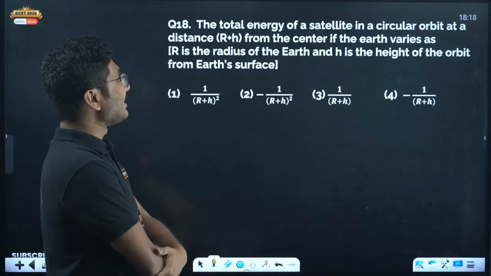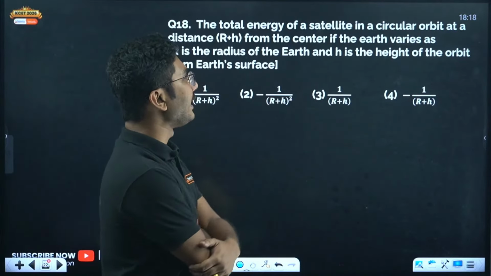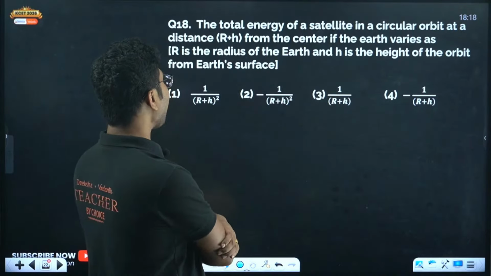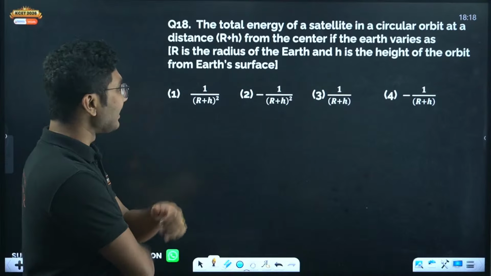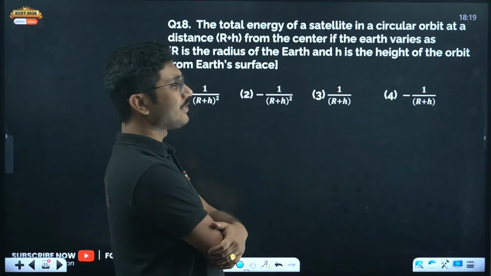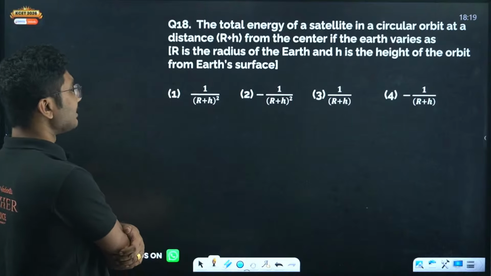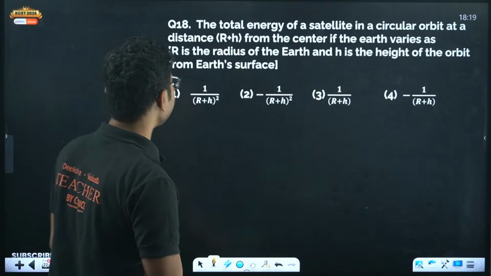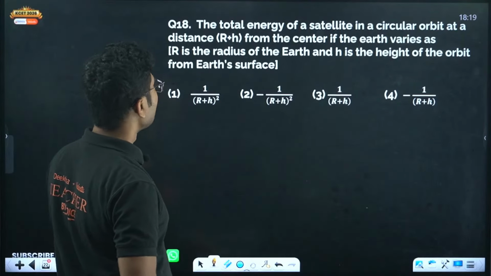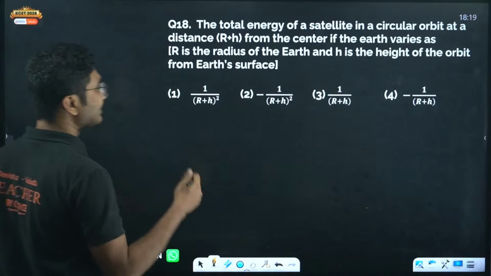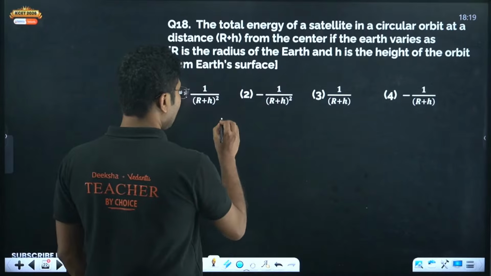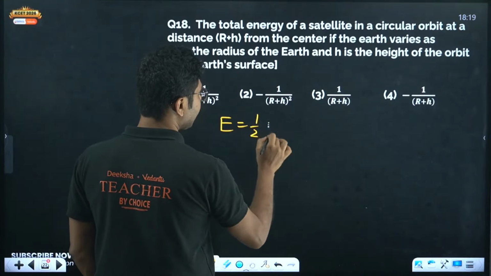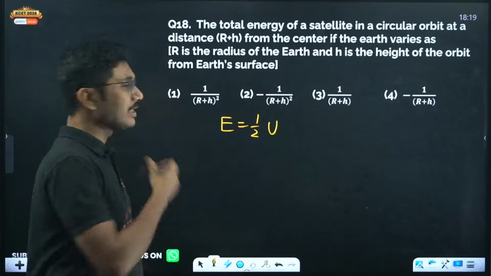The total energy of a satellite in a circular orbit at a distance R plus h from the center of the earth varies as... Here R is the radius of the earth and h is the height of the orbit from the earth's surface. So how does the total energy vary? Total energy is actually half of the potential energy, including sign.